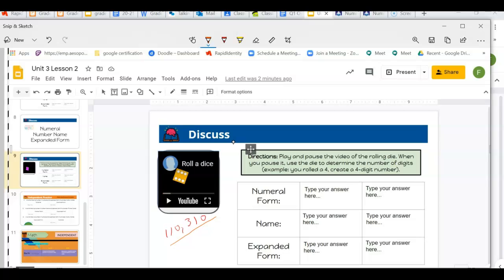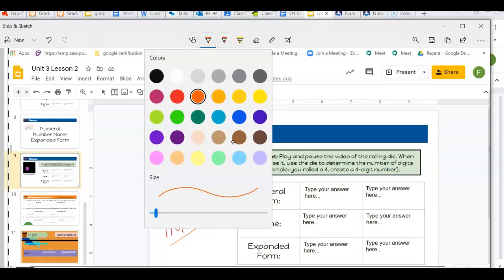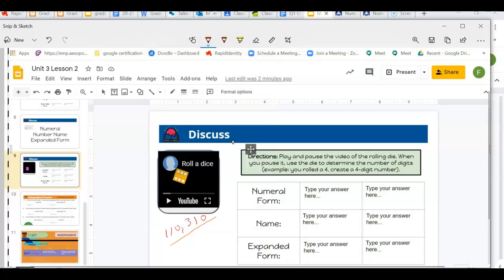Okay, and once you roll the dice and you come up with your number, what I want you to do is go ahead and complete these sections over here. Go ahead and complete in here the numeral form, the name, and the expanded form. All right, and for this one, I'm only asking you to do it one time, and put your answers in the first column right here.